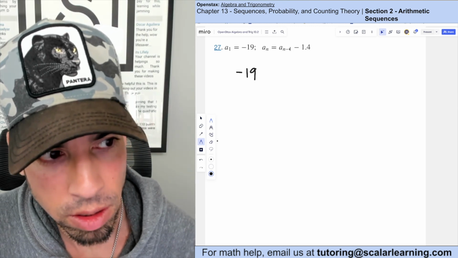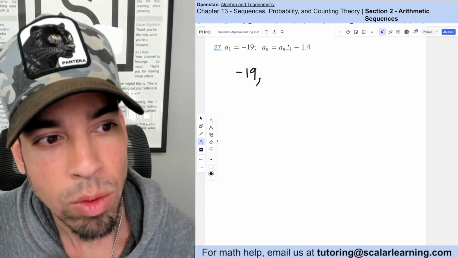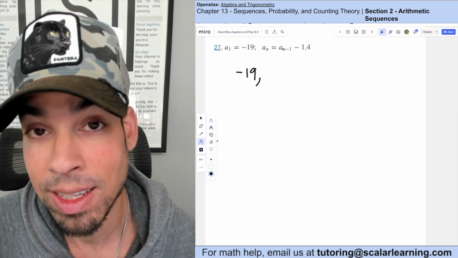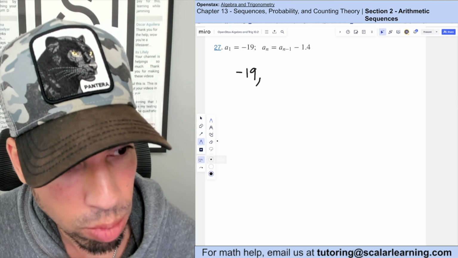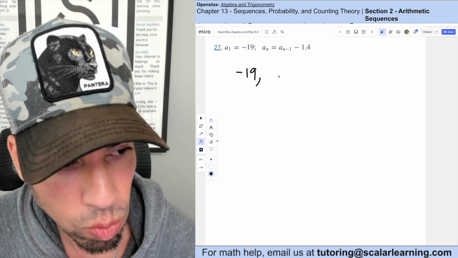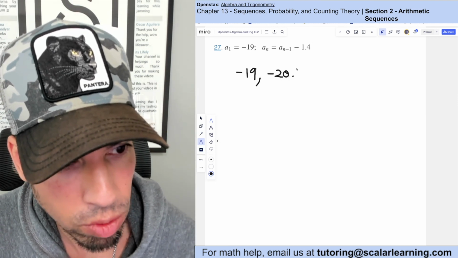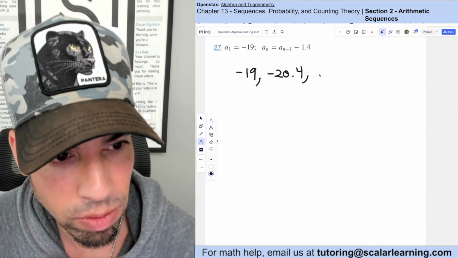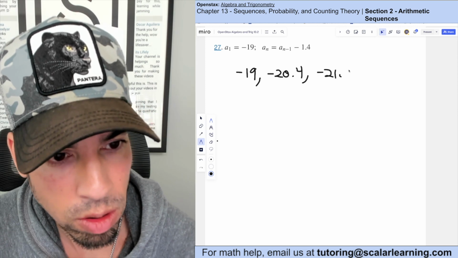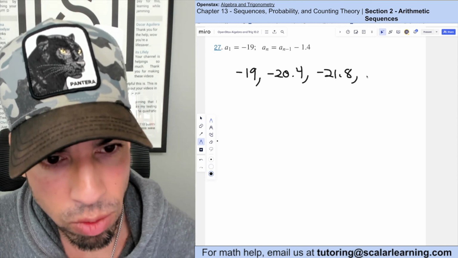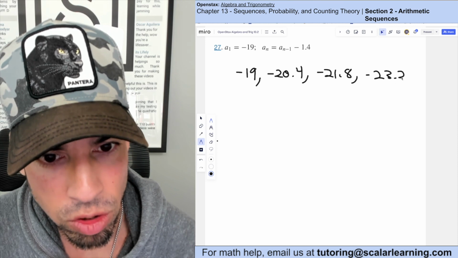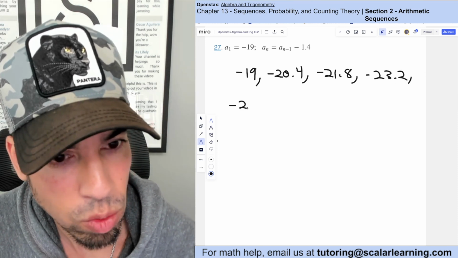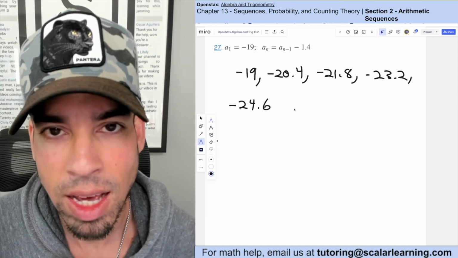Now to write the next 5 or 4, we're going to use this recursive formula. And what it's saying is we take the previous term, and to get the next term, we're going to subtract by 1.4. So negative 19 minus 1.4 is negative 20.4. Then to get the next term, we're going to do negative 20.4 minus 1.4, which is negative 21.8. Then minus 1.4 is negative 23.2. And last but not least, minus 1.4 is negative 24.6. And that's how you do it.